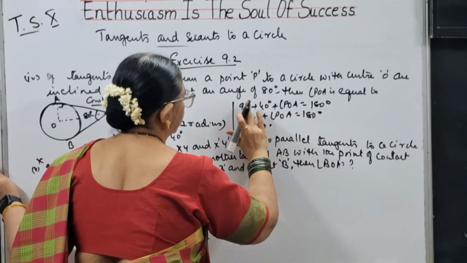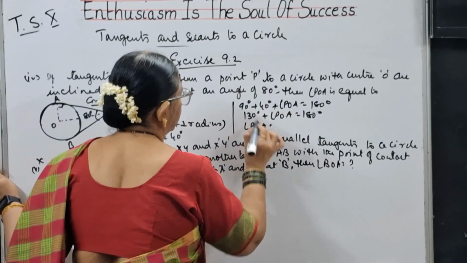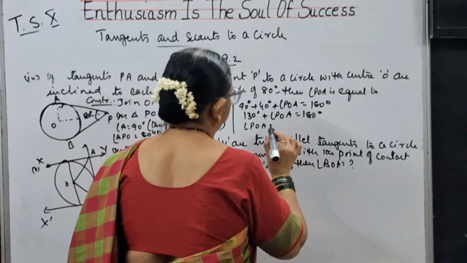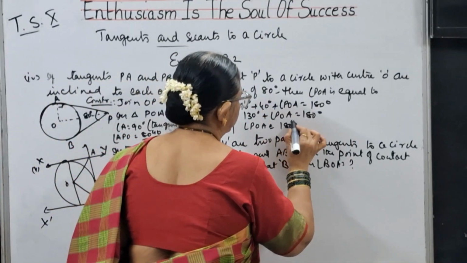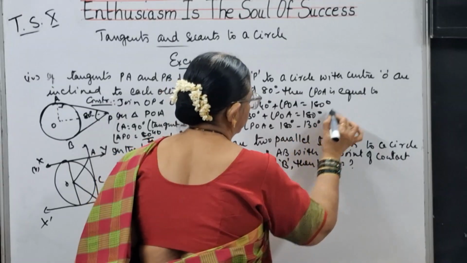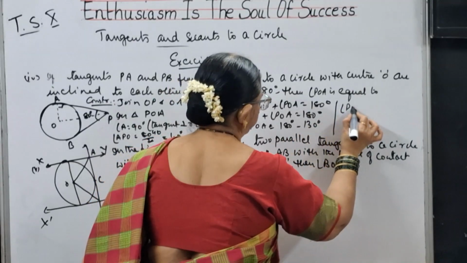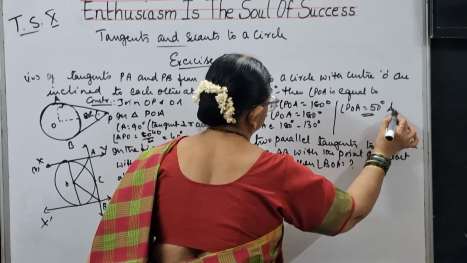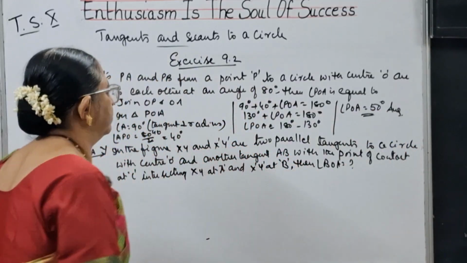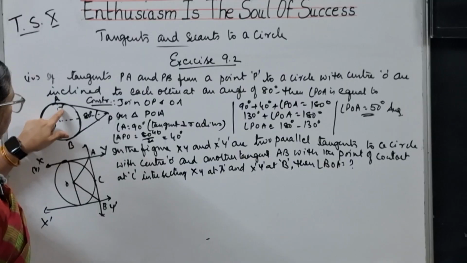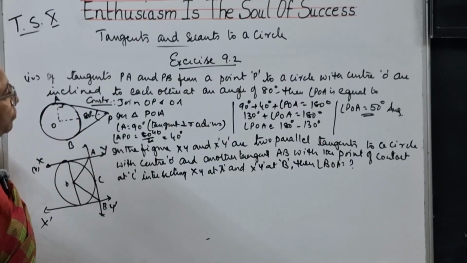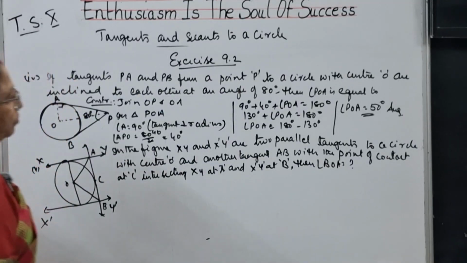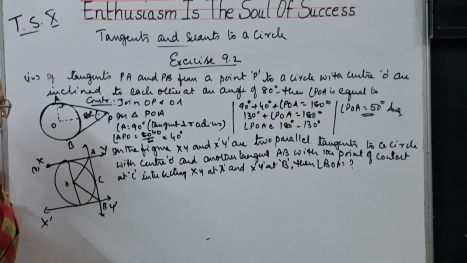130 degrees, children. So angle POA is equal to 180 degrees minus 130 degrees. So that means angle POA is equal to 50 degrees is the answer. So this is 90, this is 40, this we didn't know, and we have found it out. This is the fourth one. And let us see the fifth bit.